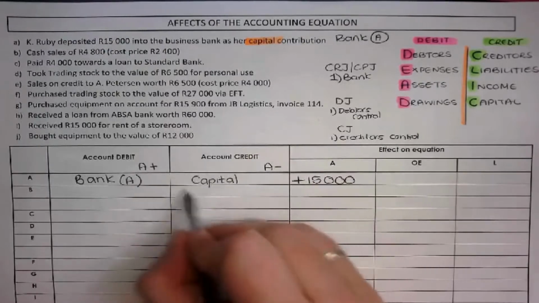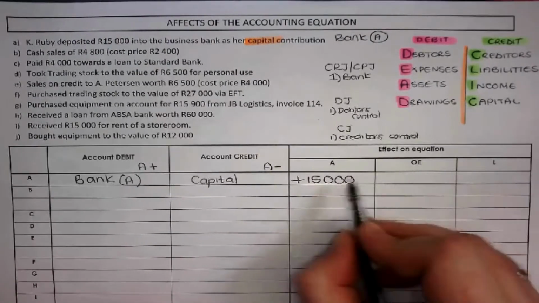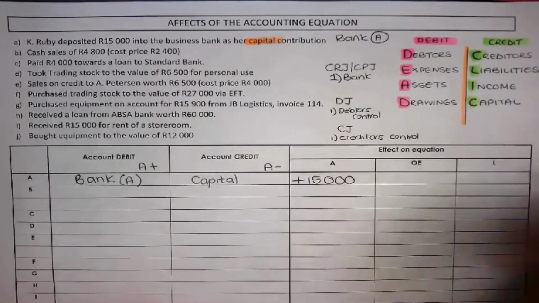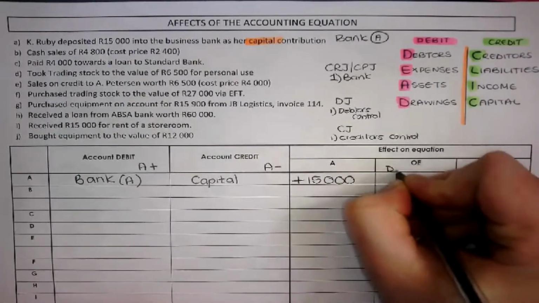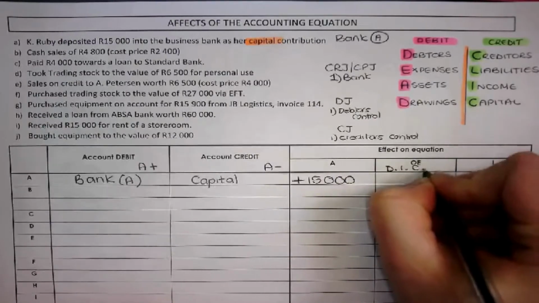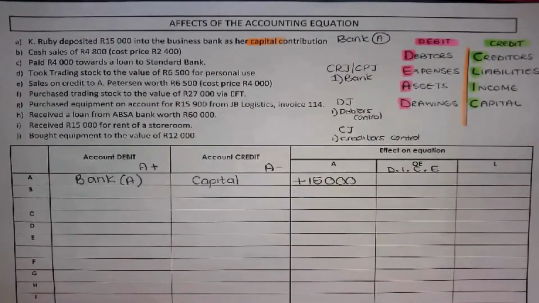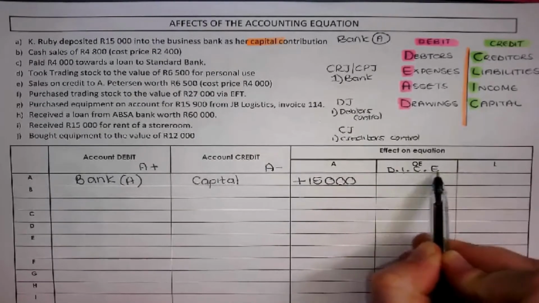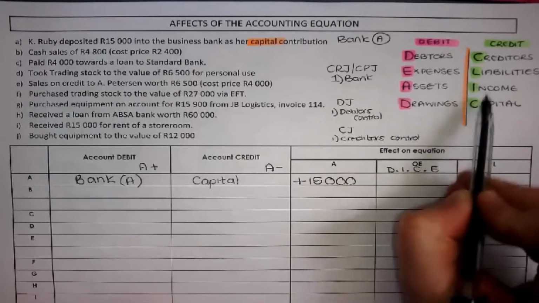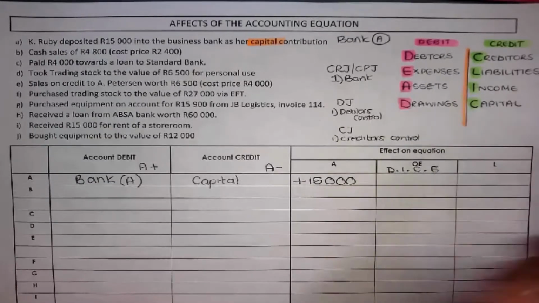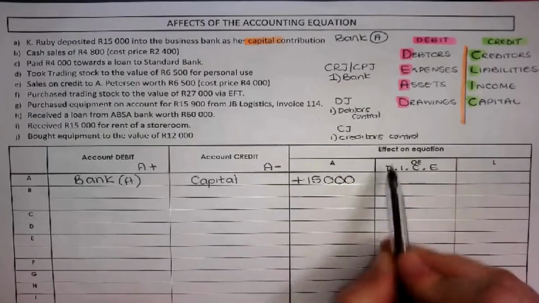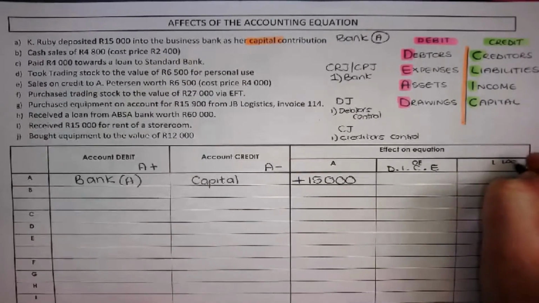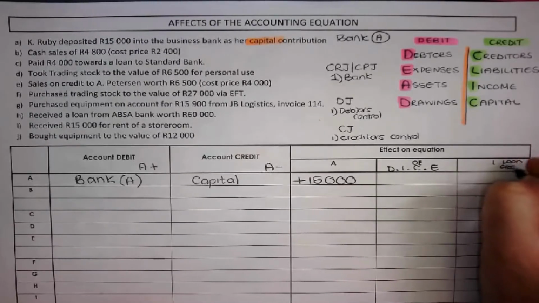Now capital, you might not know which effect it has. Does it have an effect on assets, owners' equity, or liabilities? And the easiest way to remember this is an acronym called DICE, which stands for drawings, income, capital, and expense. So your drawings, income, capital, and expenses all have an effect on your owner's equity. The only time it would really be a loan or a liability is if it is a loan or if it is creditors control or a mortgage bond.